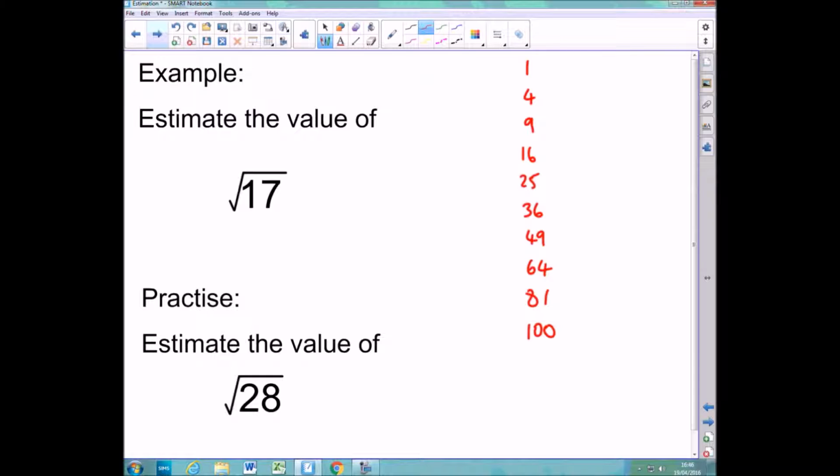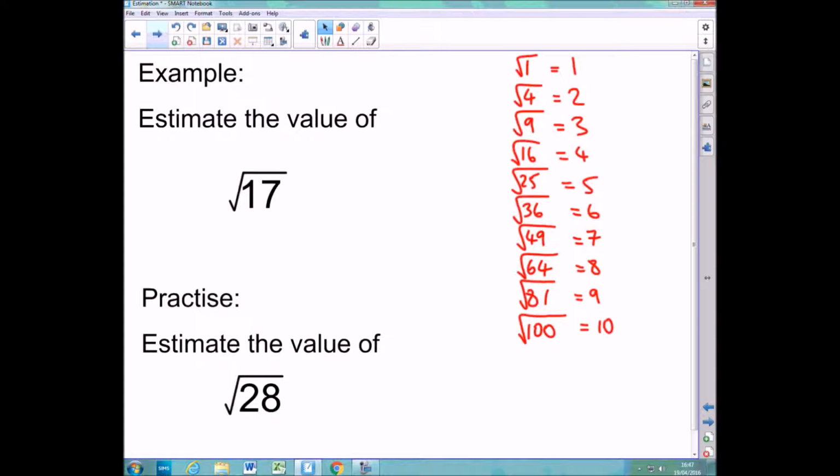Now I can go back to whole numbers if I use square roots. So the square root of 1 is 1, the square root of 4 is 2, square root of 9 is 3, and I'm going to fill in all the others. So here you can see I've got some square roots. Now, if I know these, this estimating becomes a bit easier. You can see that the square root of 17 is in between the square root of 16, which is 4, and the square root of 25, which is 5. Now, I know that 17 is a lot closer to 16 than 25, so I'm going to pick a decimal number close to 4. So I'm going to pick 4.1.